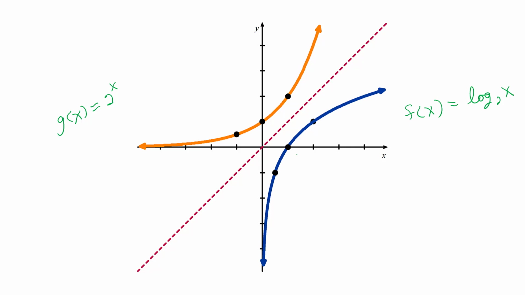In fact, on the graph of the logarithmic function, we have the point (1, 0) and the point (2, 1), while on the graph of the exponential function, we have the point (0, 1) and the point (1, 2). So something else to note is that the domain of f of x is the same as the range of g of x, and the range of f of x is the same as the domain of g of x.